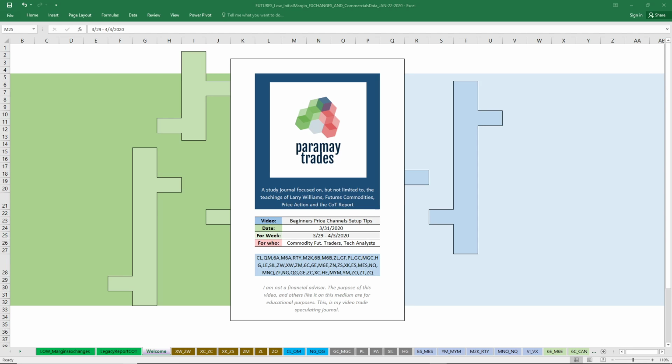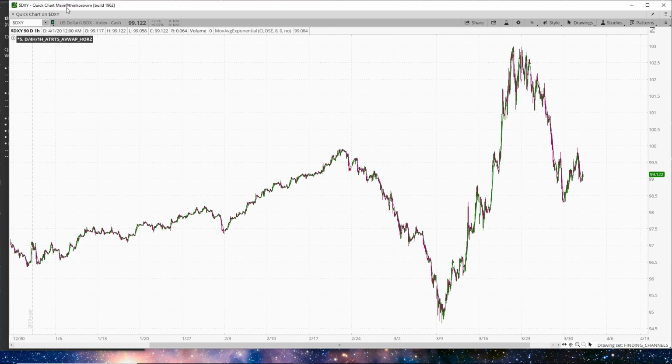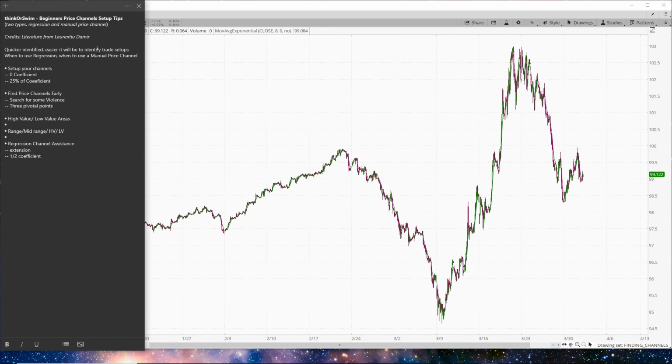And how we're going to do that is we're going to look at the dollar index. We'll look at the dollar index and just see if we can do a number of things here, right?